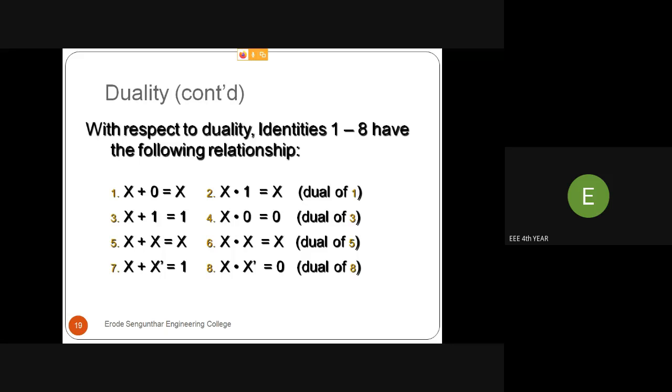With respect to duality, identities 1 to 8 have the following relationships. So x plus 0 is equal to x. We know that x into 1 is equal to x. This is the dual of the first. Here the addition is exchanged into dot and 0 is exchanged into 1.